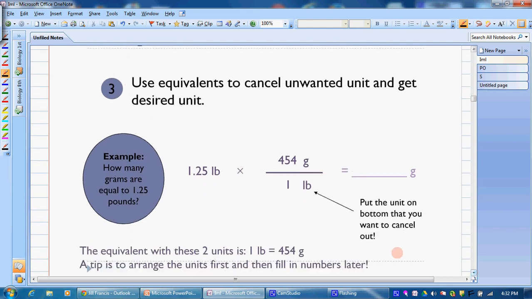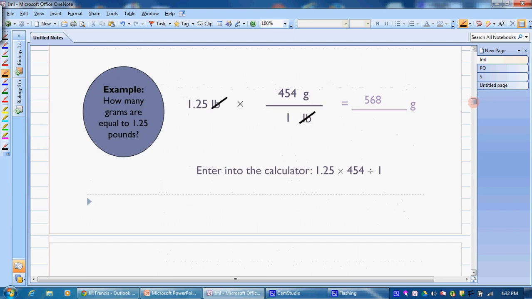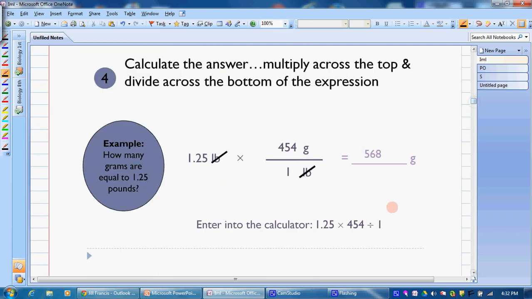Then we write our equivalents or our conversion factor. So if you go back to the conversion factors, we have 1 pound to 454 grams. So here, this label has to match this label because we want to end up with this for our final answer right here. Okay, so these are going to cancel out. We take 1.25 times 454 and we divide it by 1. Okay, when we do that, we end up with 568.